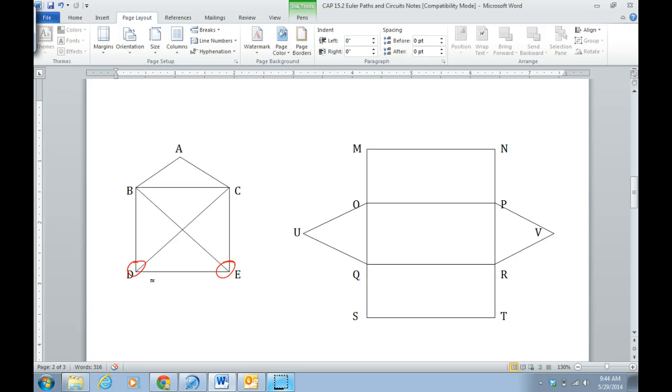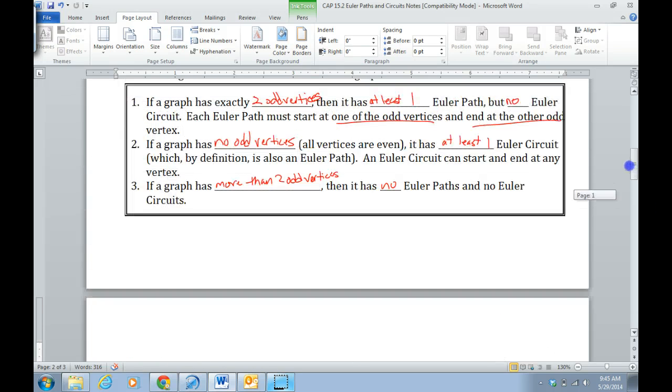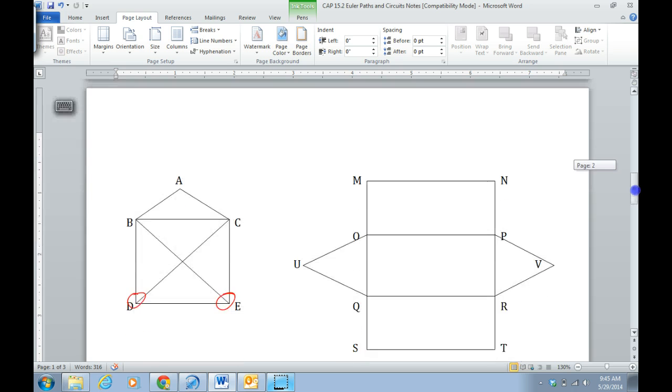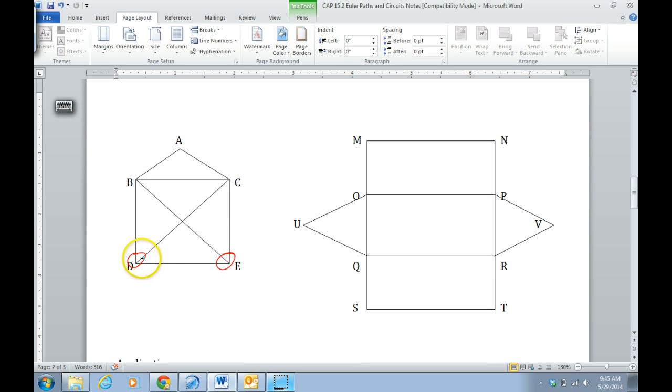That tells us what? There's one Euler path, but no circuit. Okay? So we need to start where? What does it say where we start? We need to start at one of the odd vertices and end at the other. So if I start at D, doesn't matter which way I go from there. We'll go to C first. Okay, let's try that. So D to C, that would be our first step.